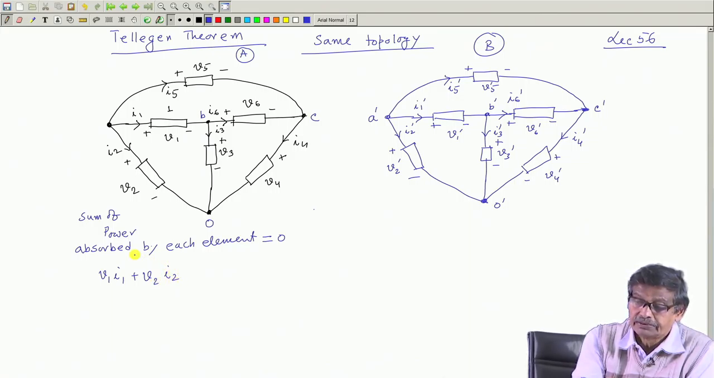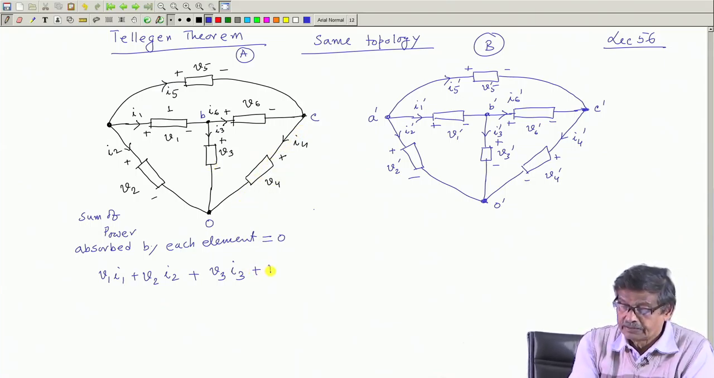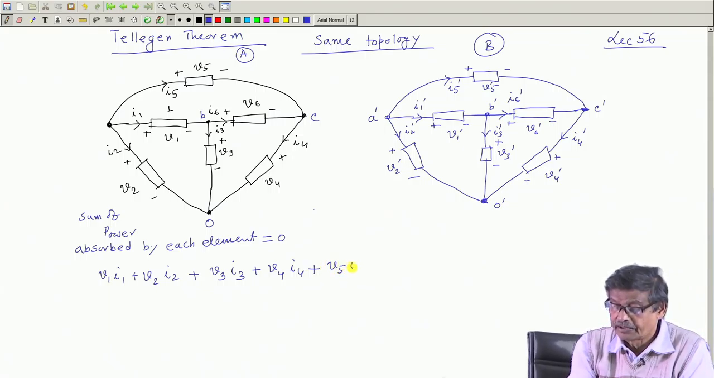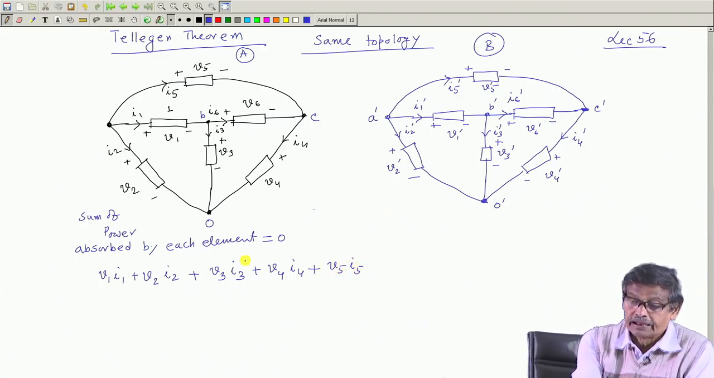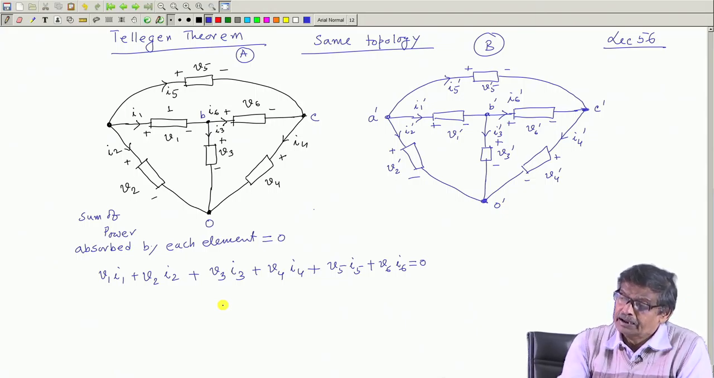What is element 3 doing? It is also absorbing power, so it will be V3 into I3. What is element 4 doing? Absorbing, plus V4 I4. Element 5 absorbing, plus V5 I5. And element 6, it is also absorbing V6 I6, and this must be equal to 0, that is what we have learned. Similarly, in this network separately, the only thing is that these numbers have been replaced by primes.